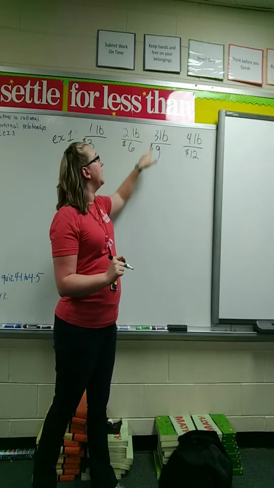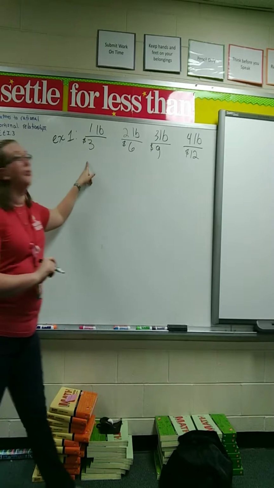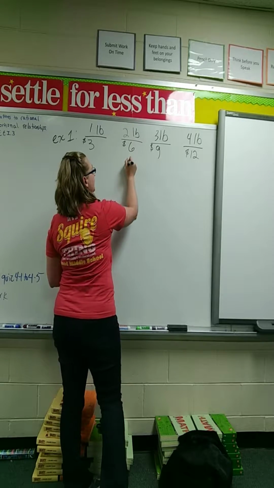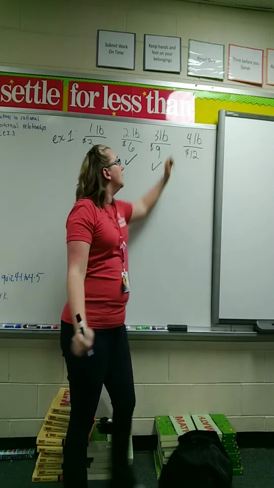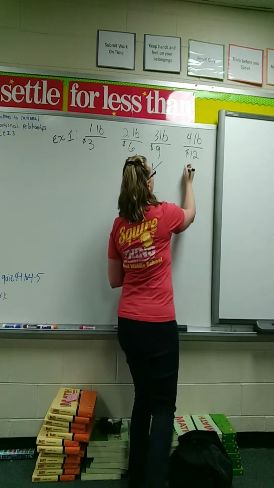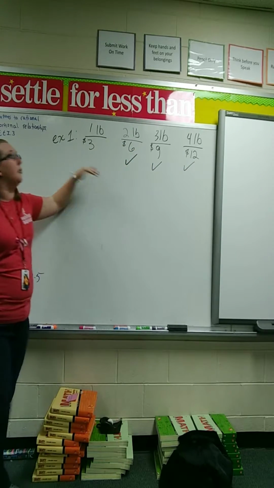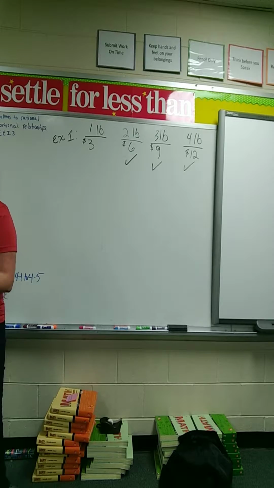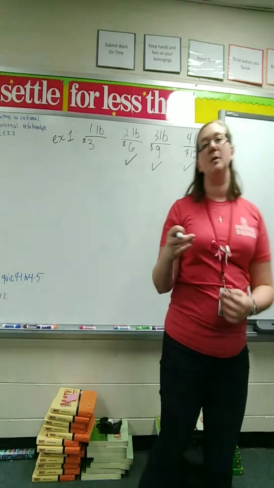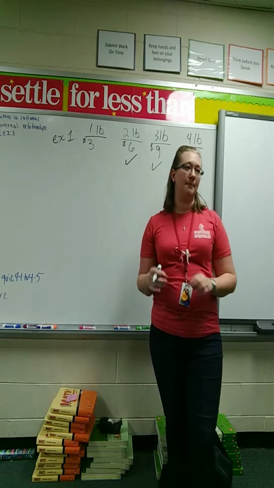So, does 3/9 simplify to be 1/3? Yes. So, this one checks. Does 4 over 12 simplify to be 1/3? Yes. They're all times 3. So, yes, it is proportional, because regardless of how many pounds we purchase, it is going to be $3 a pound.